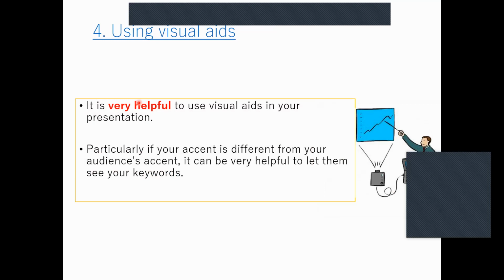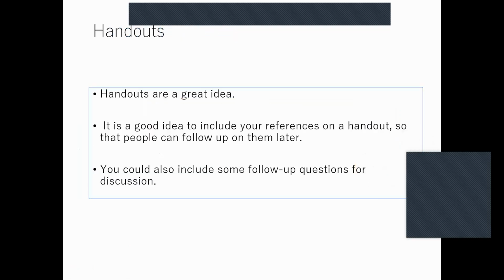And number four, using visual aids. It is very helpful to use visual aids in your presentation, particularly if your accent is different from your audience's accent. It can be very helpful to them. Use your keywords. I mentioned it earlier: different people have different pronunciations around the world. So when you work together with them in the presentation room, there must be some difficulties, I must say. So you will use some keywords and help them to understand what you're talking about properly. So just write the keywords in your visual aids. It will make it much easier to understand for the people who are listening.